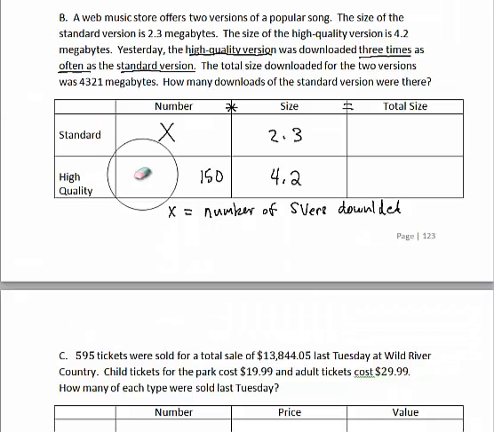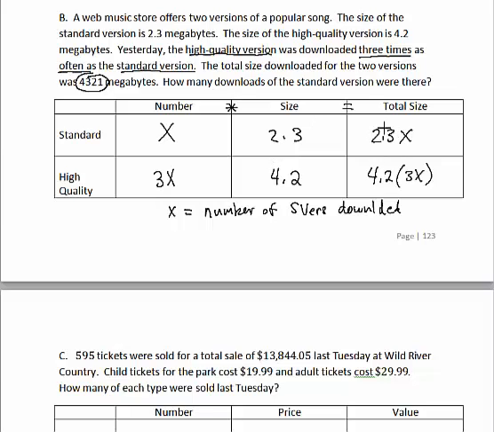And then from what we know by reading the problem, high quality is 3 times that, and to write 3 times x, we just place 3 beside the x. We have our 2 columns completed. To calculate the total size of each, we multiply number times size, giving us 2.3x for standard, and then 4.2 times 3x for high quality. And then our unused number, 4,321 megabytes. That is the total size of downloads.